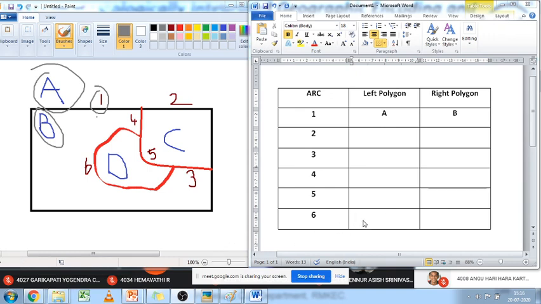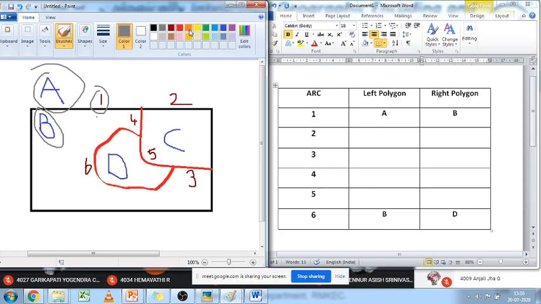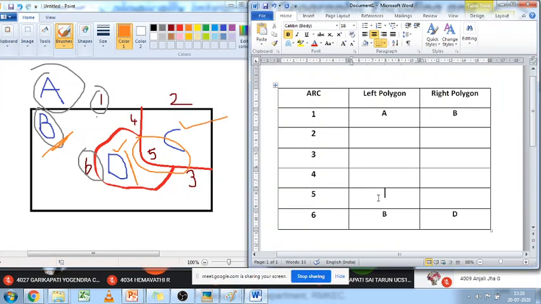Okay, so correct. The right answer is: the left polygon is B, the right polygon is D. Very good. That's because this is arc 6. In arc 6, the left hand side is B and the right hand side is D over here. So left is B and right is D. Correct. So similarly for arc 5, the left hand side is D and the right hand side is C. So for 5, the answers will be D and C.